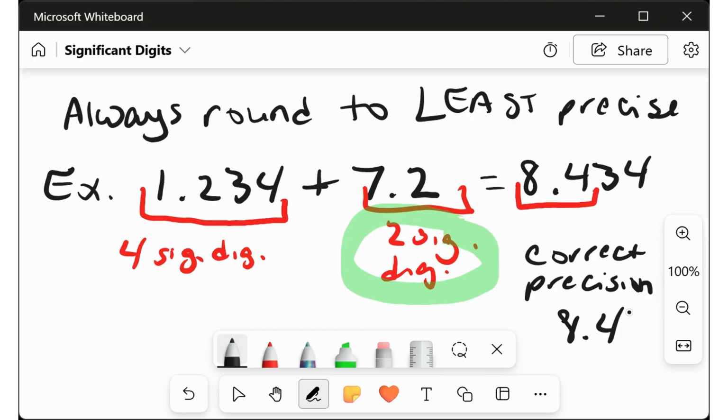So we are going to see a lot more of significant digits when we get into working with measurements. So please reach out if you have any questions. We are here to help in any way we can.